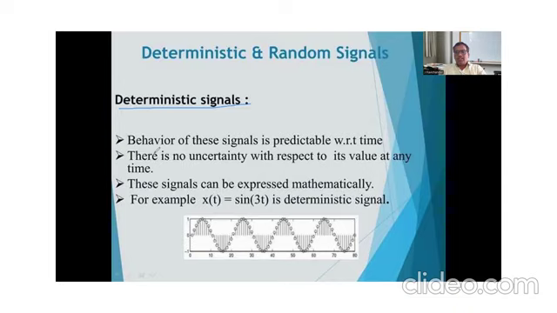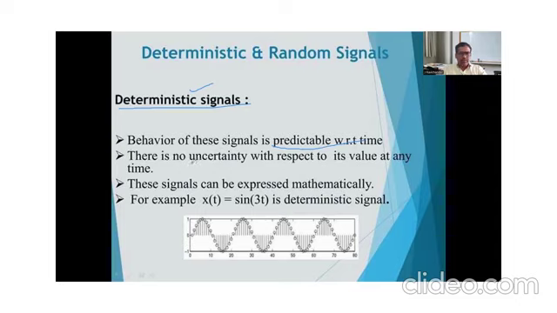The signal that can be measured or predicted, that signal is known as a deterministic signal, or the signal that can be represented with any mathematical expression. The signal can be predictable with respect to time, or it can be measured, or it can be written in any mathematical form. That signal is known as a deterministic signal.